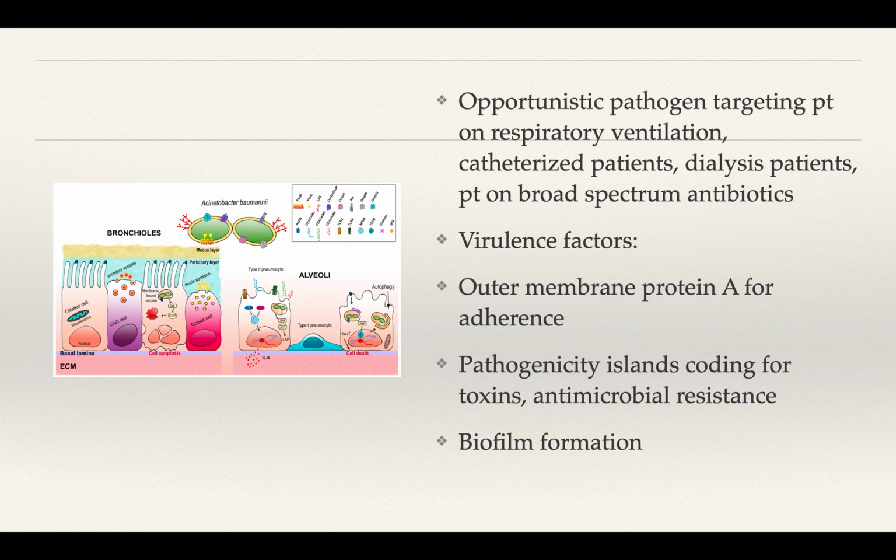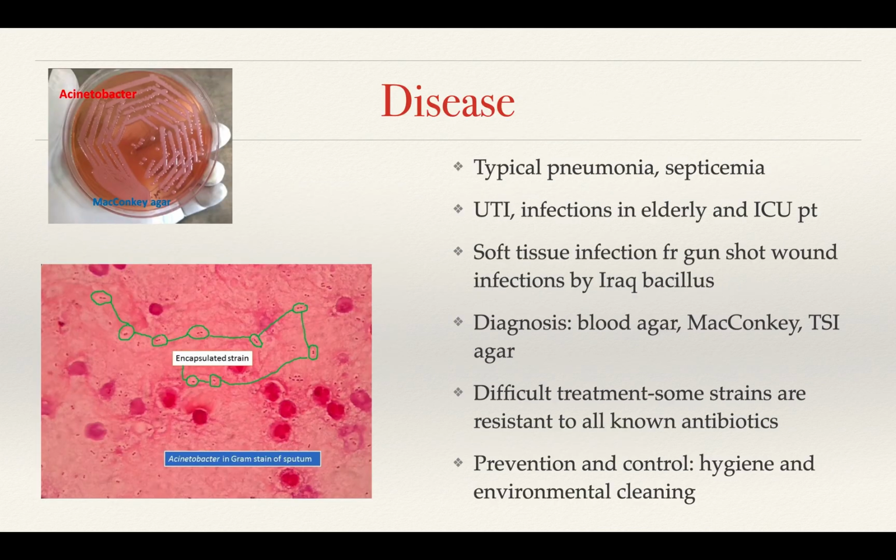It's an opportunistic pathogen, and it really targets patients on respiratory ventilation and catheterized patients. So those are going to be your dialysis patients and patients on broad-spectrum antibiotics. The outer membrane has a protein A for adherence, and the pathogenicity islands code for the toxin along with the antimicrobial resistance. On top of all of that, they also have biofilm formation.